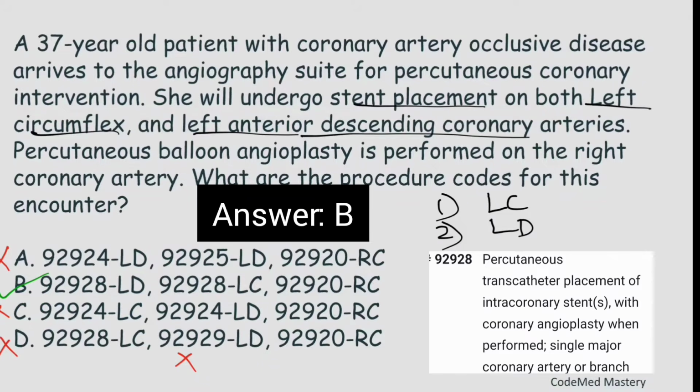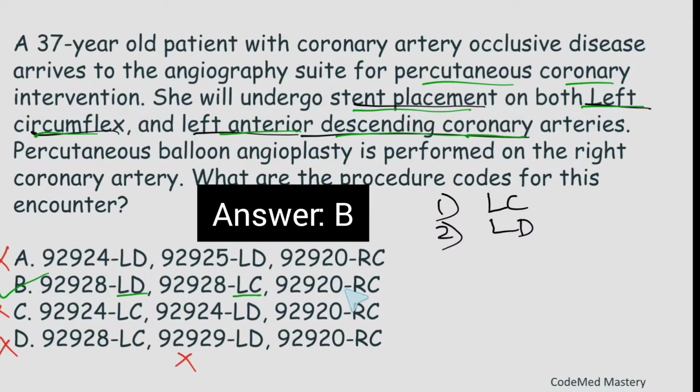92928 is for placement of intracoronary stent. In the scenario, you can see stent placement on left anterior descending. So they have mentioned the modifier LD. Then again 92928 with modifier LC, which is for stent placement on left circumflex. So we coded these two codes for the stent placement on both the arteries, LD and LC.